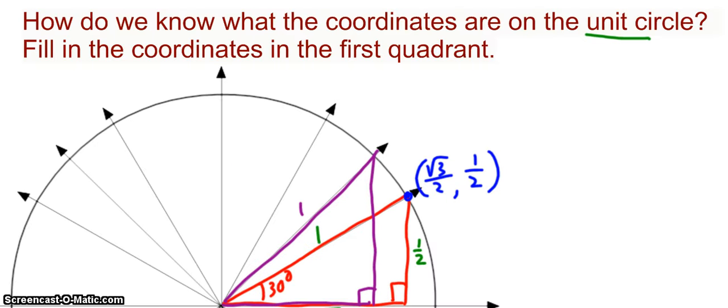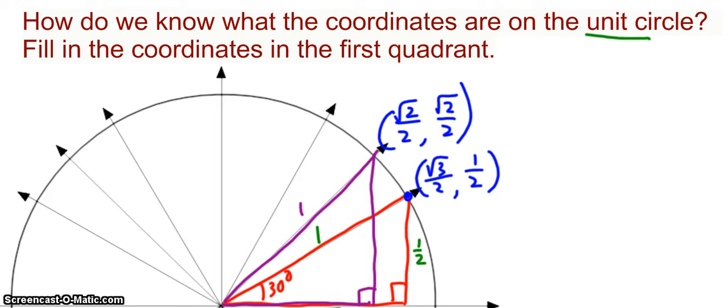And so if I go back here, if this distance is root 2 over 2, and this distance is root 2 over 2, then that tells me this point has to be the point root 2 over 2, comma, root 2 over 2.